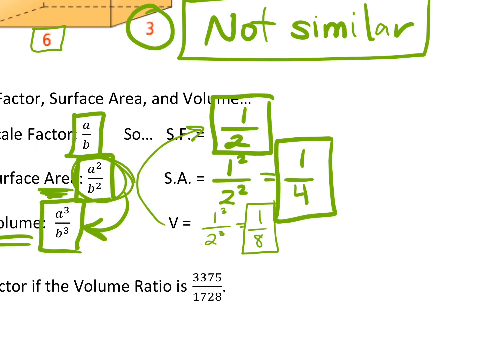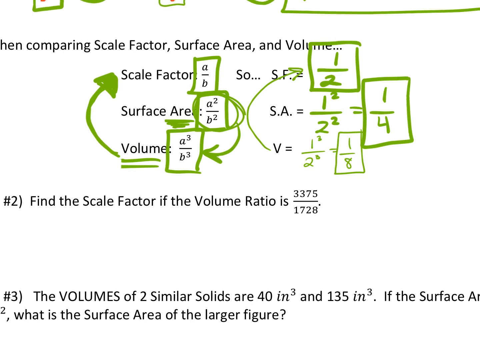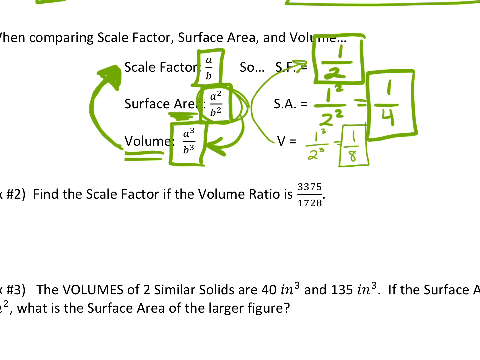All right, so now look at this next problem. This says find the scale factor if the volume ratio is this. Now think about it. What has happened to a scale factor to make it volume? Cube. It was cubed. How do you undo something being cubed? You cube root it, okay?